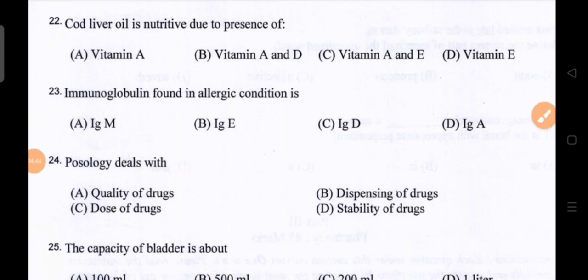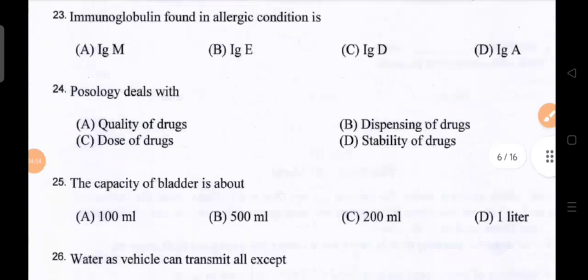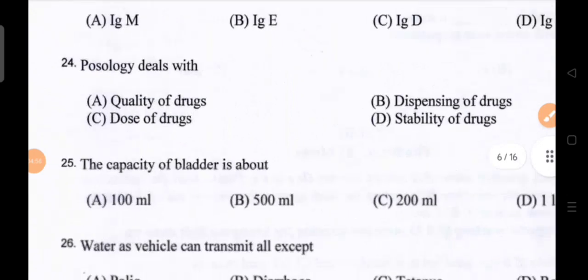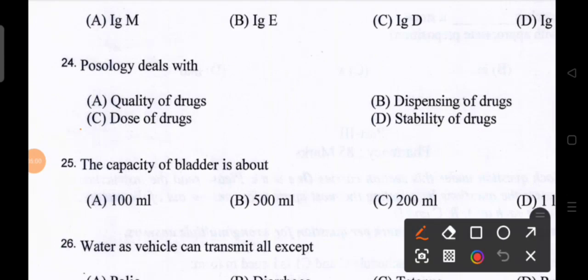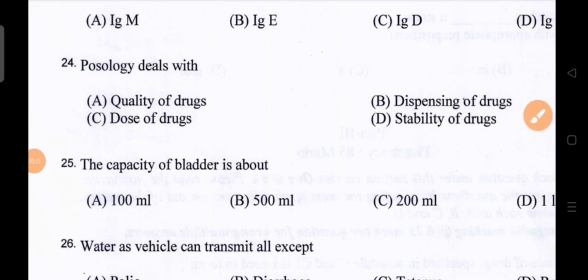Next, question number 24 is a posology related question. So it is also a very simple question. Posology is normally related with the dose of drugs. We generally calculate the dosage of drugs through posology. Okay.